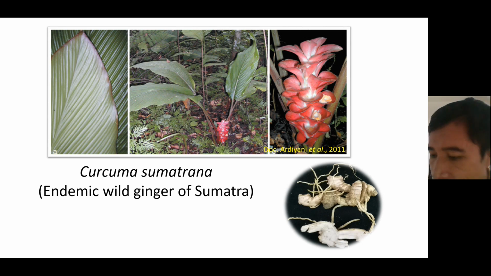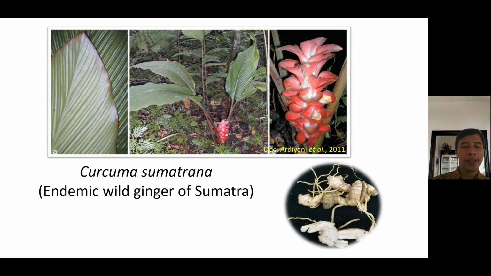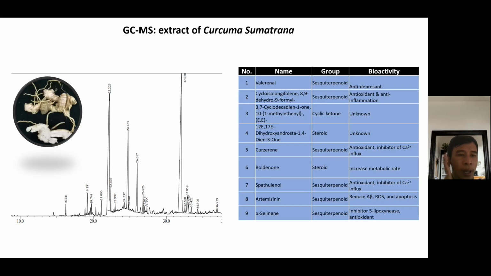So later, I would like to explain what we have done in our laboratory related to metabolomic analysis. So here it is, the white ginger, white turmeric. This is endemic to our islands. We call it Curcuma sumatrana or kunyit Sumatra. And recently we collected this from Pesisir Selatan, in West Sumatra.